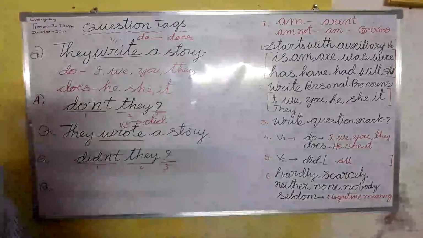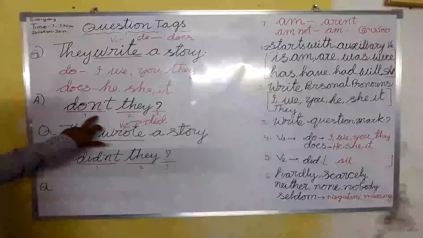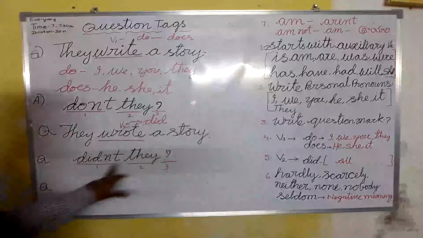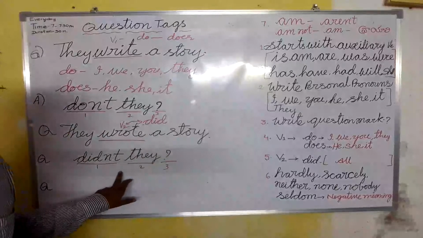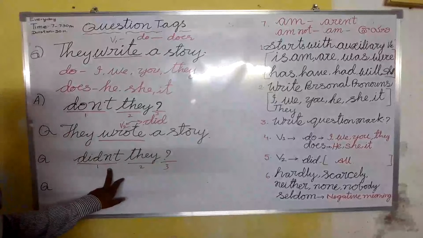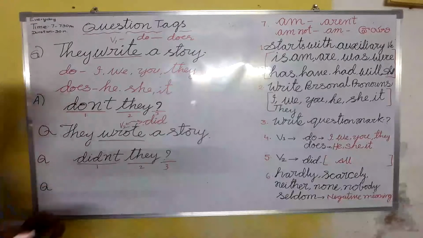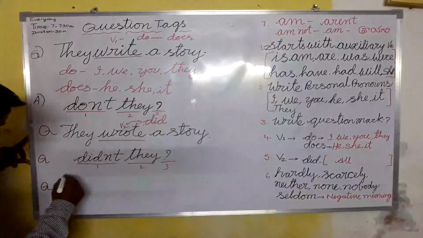Is it clear that when we observe verb 2, it is a past tense, then we have to use did? We definitely have to use did. Are you able to follow? One more example. I wanted to write here.